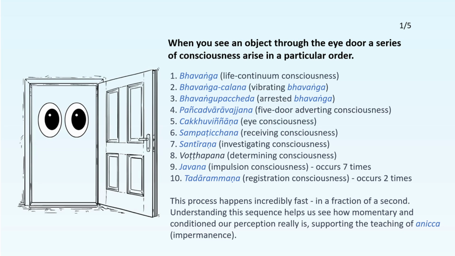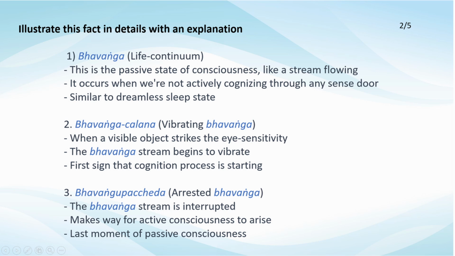Now, understanding this sequence will help us to see how momentary and conditioned our perception really is, supporting the teaching of anicca, that is impermanence. So here I illustrate the facts in detail with explanation. Life continuum: this is a passive state of consciousness, like a stream flowing. It occurs when we are not actively connecting through any sense door, similar to dreamless sleep states.